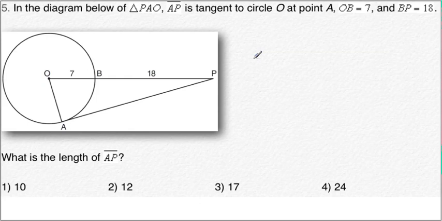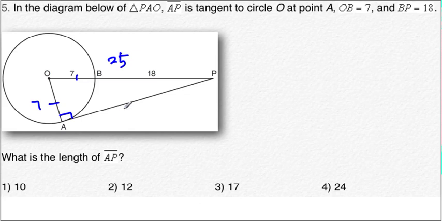Number 5. Here, this is 7, but not only that, you will realize that this is 7, but also this will be 7 too. Why is that? Because both OB and OA are radii. And then radius and tangent, what's the relationship? They are perpendicular to each other. So therefore, we get to realize that the entire line segment OP becomes 25.